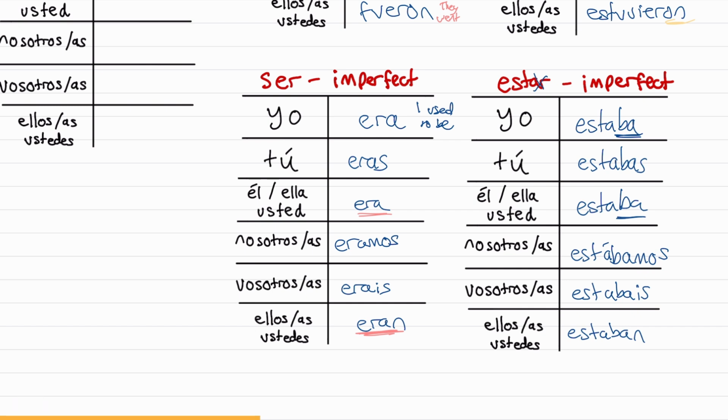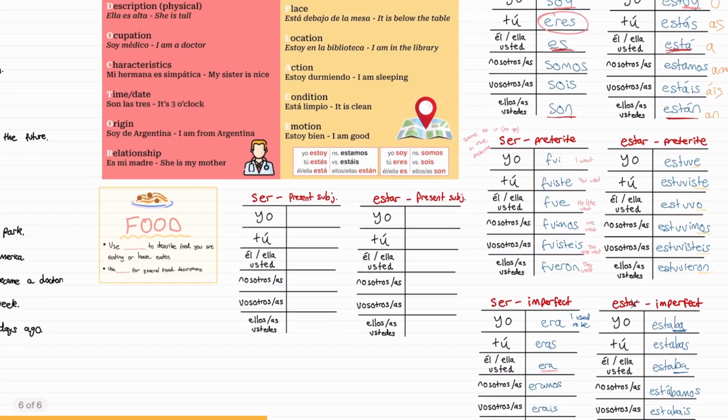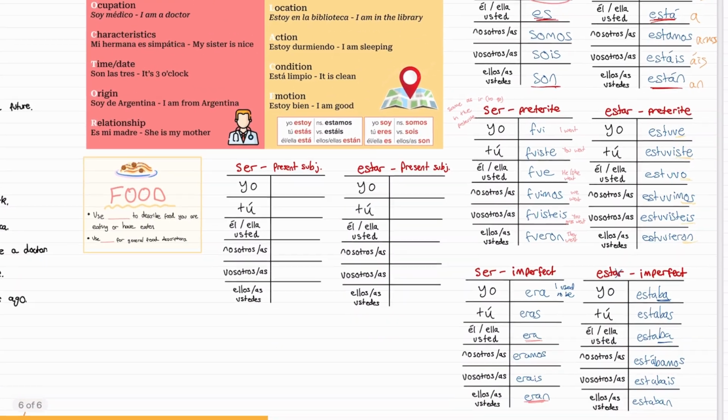So that's the imperfect tense, right? Something used to happen, I used to be, you used to be, he, she used to be, or usted, which is the formal. And then ustedes is the formal for plural. So eran, they used to be, or the plural you used to be. Okay, that is all of the present, preterite, and the imperfect, the really common ones.